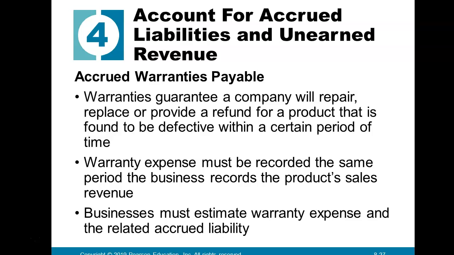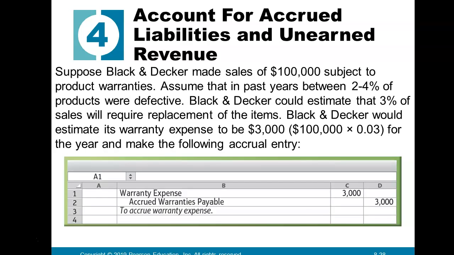You're going to record an increase in cash, but you're going to record an obligation to fulfill the terms of the warranty. So that's what we're going to do here. And again, suppose Black & Decker made sales of $100,000 subject to product warranties, and in the past years 2 to 4% of the products were defective. If Black & Decker could estimate that 3% of the sales will require replacement of those items, Black & Decker would estimate that the warranty expense was $3,000 for the year and make the following entry.